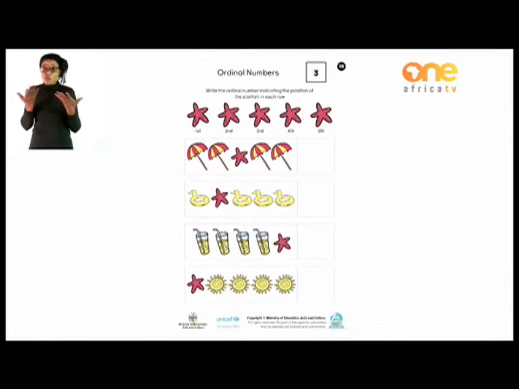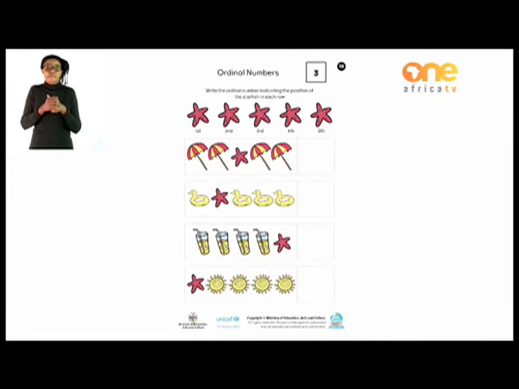Good. Let's look at the row of the umbrellas. We have two umbrellas, starfish, and two umbrellas again. So where, at which position is the starfish situated? First, second, third, fourth, or fifth? Fill in the correct position in the empty block provided there.